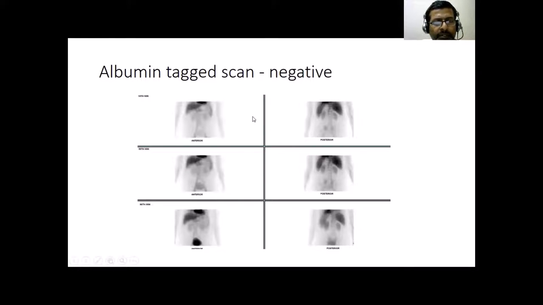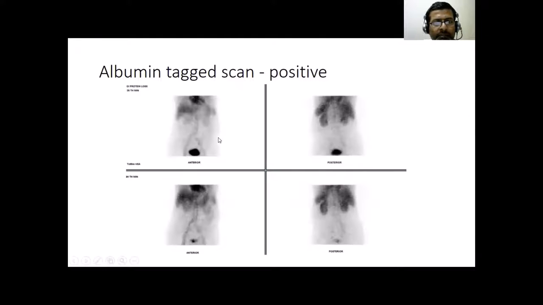So this is a patient who's got a negative albumin tag scan. You'll see normal uptake in the liver, spleen, kidneys, and bladder. And this is a patient with a positive albumin tag scan, where you see some uptake below the level of the kidneys, here in the left flank of the abdomen.